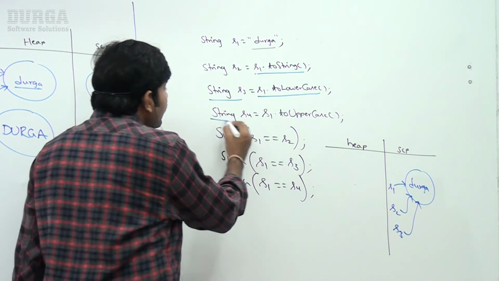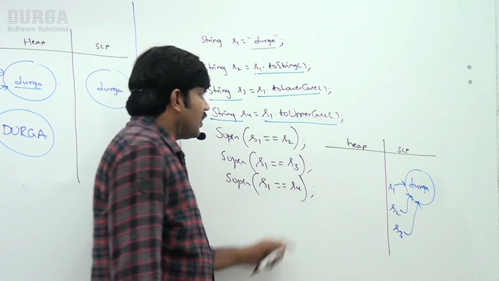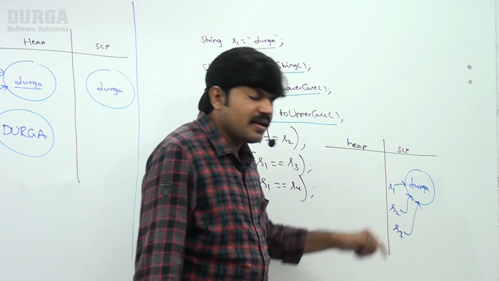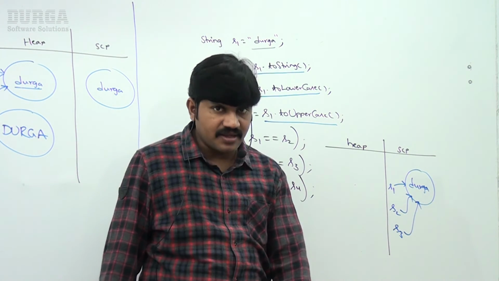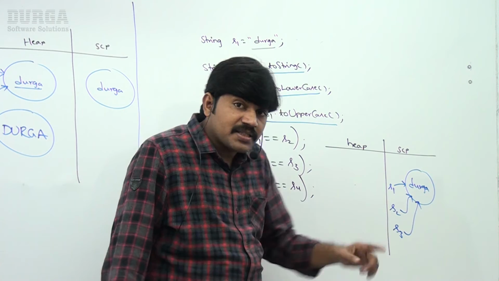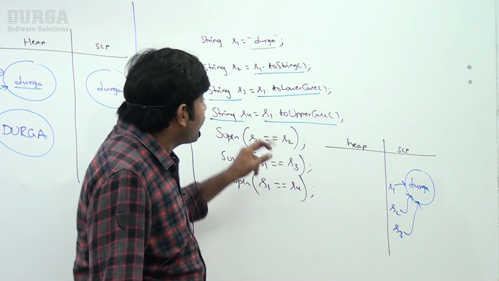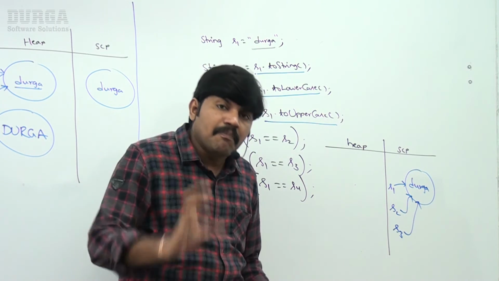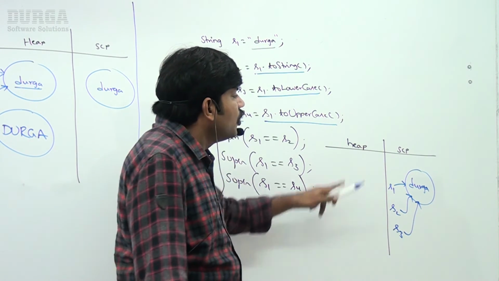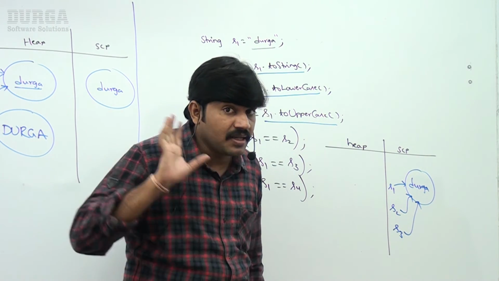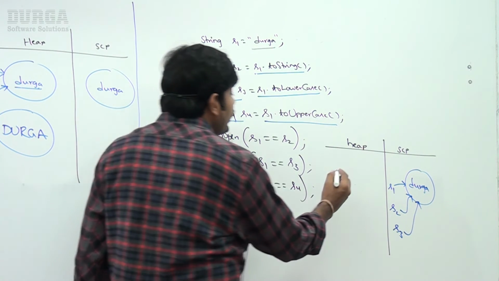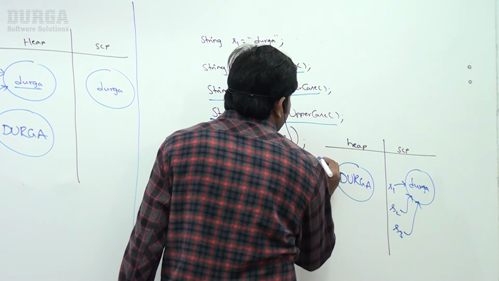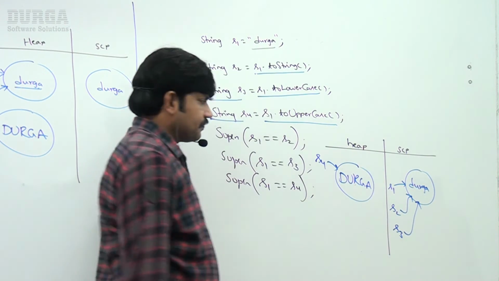Next, String S4 is equal to S1.toUpperCase(). Now, is there any change in the content or not? Yes, there is a change in the content. So a new object will be created because of the runtime operation. If a new object is required to be created, that object will be placed only in the heap area, but not in SCP. So "DURGA" in uppercase will be created there, and S4 points to this one.